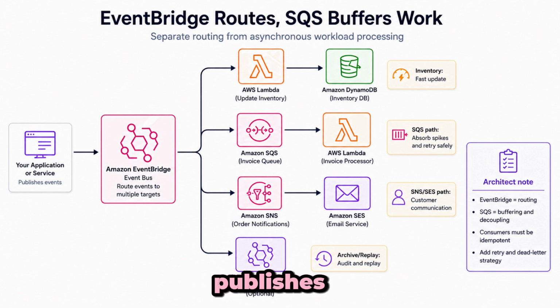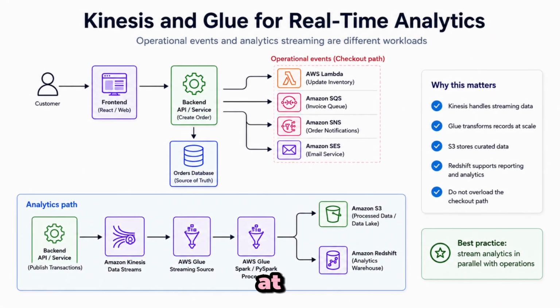The backend also publishes transaction data into Amazon Kinesis data streams. Glue continuously reads that streaming data. Then we use Glue with Spark or PySpark to clean, enrich, and transform the records. From there, the results can go into Amazon S3 for the data lake or into Redshift for analytics and reporting. And that's the important architectural separation on this image. Operational processing answers.